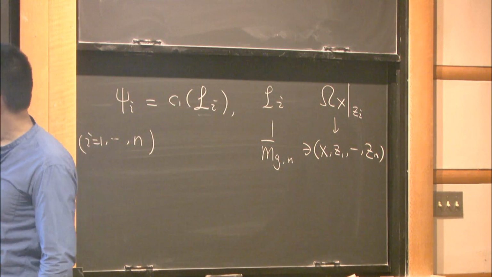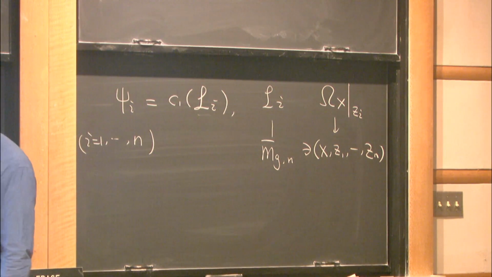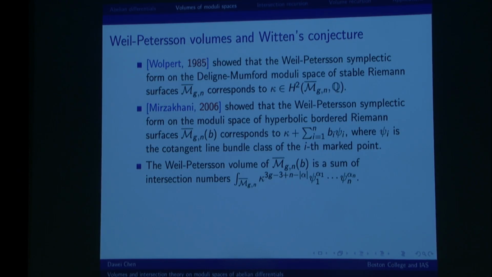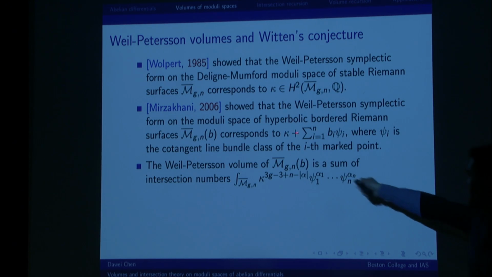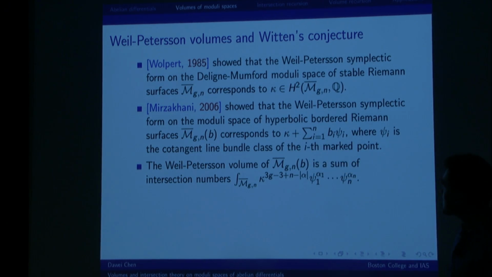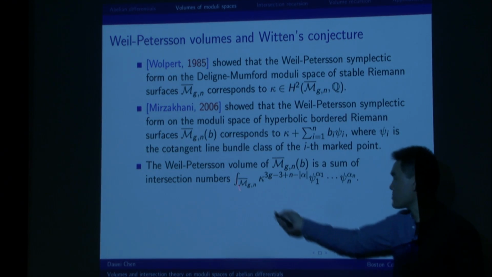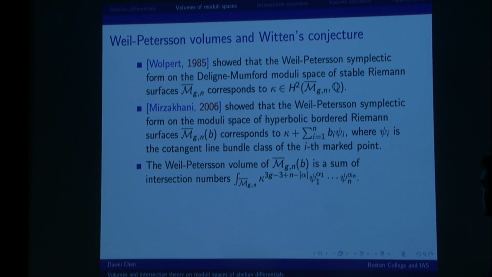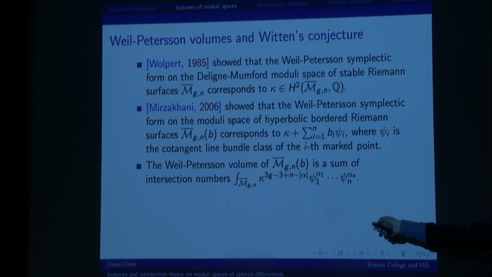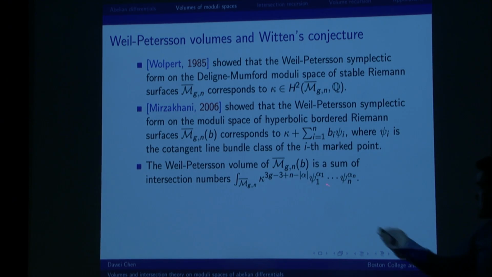All right. Then once you have this generalized correspondence, you can still compute the Weil-Petersson volume of the moduli space of Riemann surfaces with hyperbolic boundary components, just as the top intersection number of this Chern class. You raise it to the dimension of this moduli space, 3g minus 3 plus n, and you expand it, you get a bunch of monomials in the kappa class and psi classes, as long as the exponents add up to be the dimension of the moduli space.